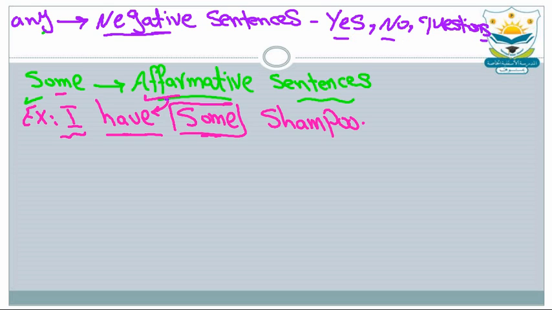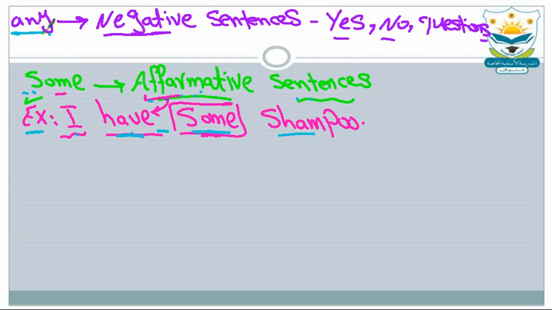Again, what's the difference between any and some? Some we use it in affirmative sentences. What's the meaning of affirmative sentences? It means sentences that have neither an apostrophe t nor not. For example, I have. Affirmative or negative? Of course affirmative. So I have some, not any, and the rest of the sentence is normal.